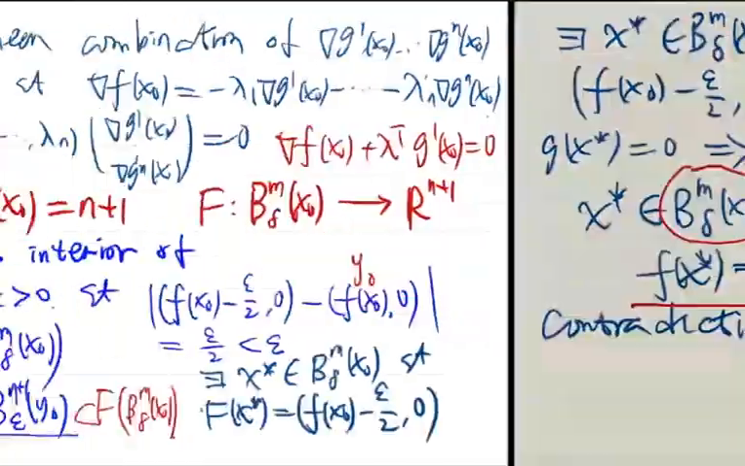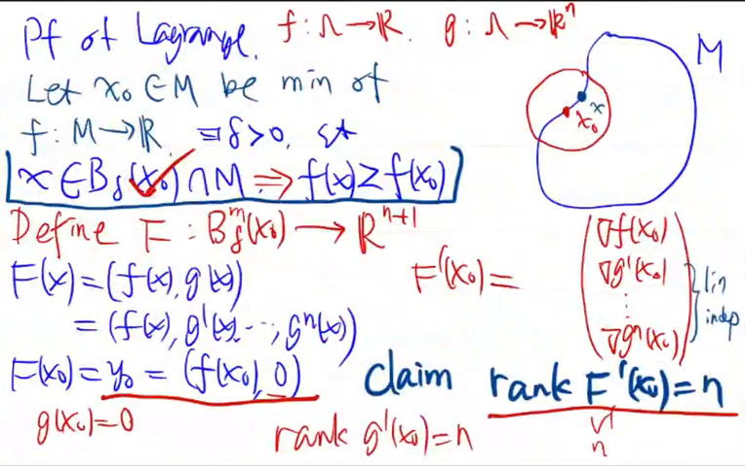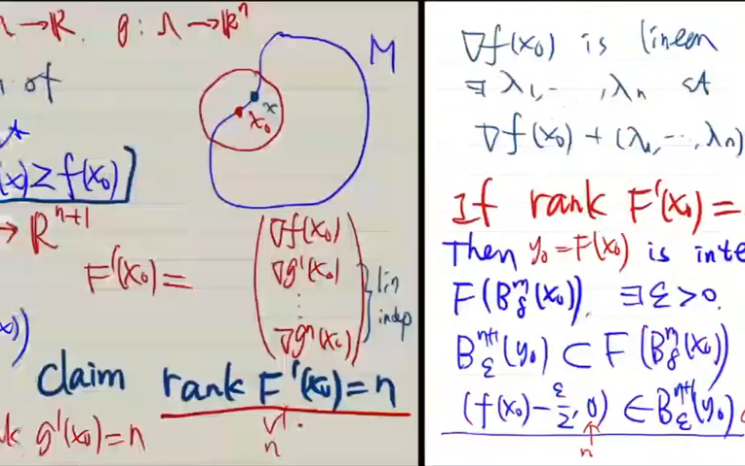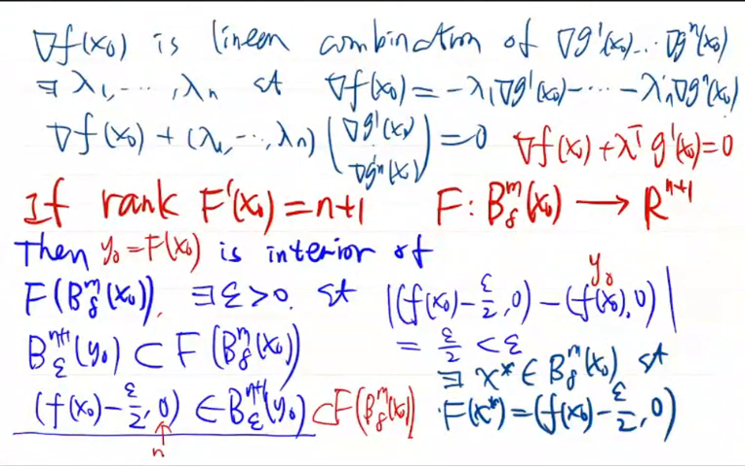This contradiction means that the claim is true, because the contradiction is the result of the assumption that the rank is n plus 1. So n plus 1 is not true, and the rank has to be n. Then, as we said before, once the rank is n, the first row of the matrix is a linear combination of the last n rows. That is our conclusion, and the theorem is proved. Okay.